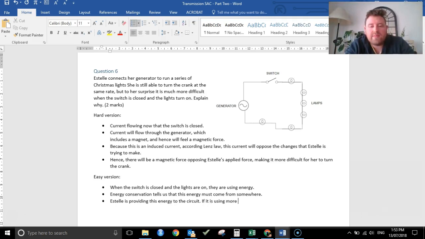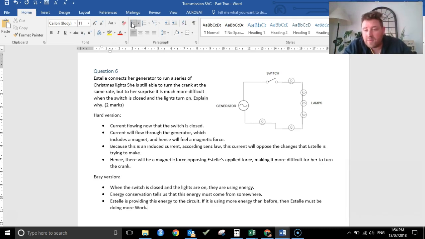If it is using more energy than before, then Estelle must be doing more work. The word difficult isn't well defined in physics, so it can be taken as she's having to apply a bigger force or she's having to do more work, and because those two things are closely related, they end up meaning the same thing in this context. Either of those ways would have got you the full marks, and both of them are functionally equivalent.